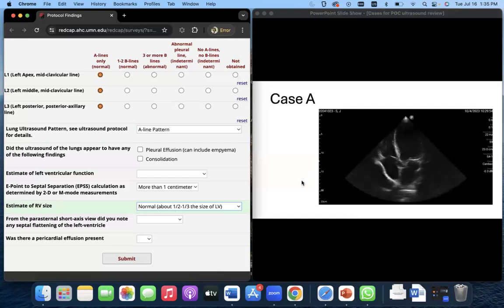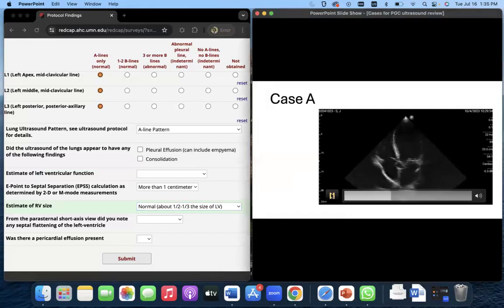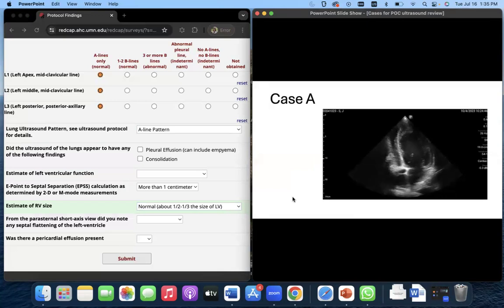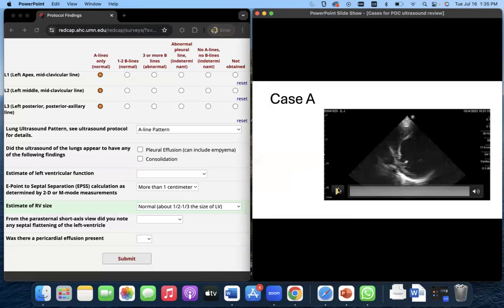Cool. So I filled it out in the form. It should have a parasternal short somewhere in there. Yeah, it's more apical 4 chamber. This is the best parasternal short.